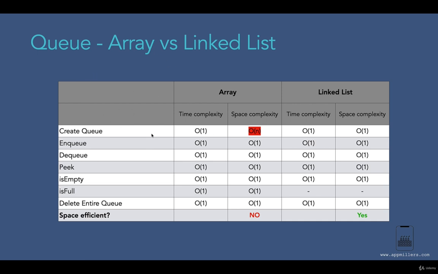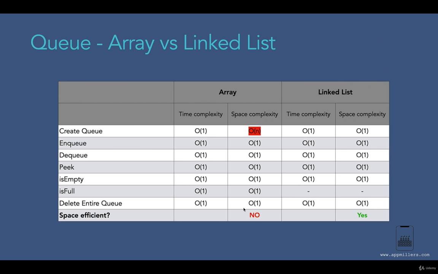In case of time complexity, we can easily see that both cases, using array and linked list, take O(1) time complexity. From this table, you can see that creation of Q in both cases takes O(1) time complexity, the enQ and deQ methods in both cases take O(1), the peek method also takes O(1), and the isEmpty method also takes O(1) for both cases.